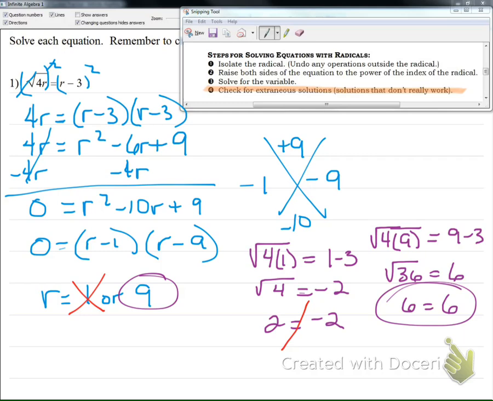Finish copying down the problem, and when you're ready, push play, and let's look at another example.